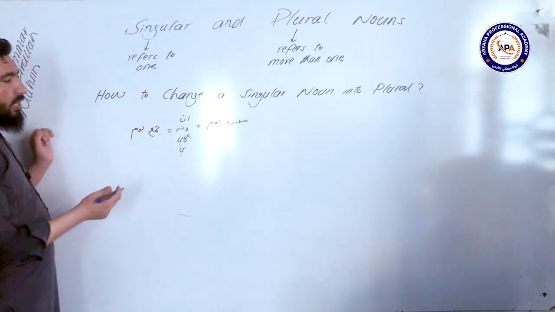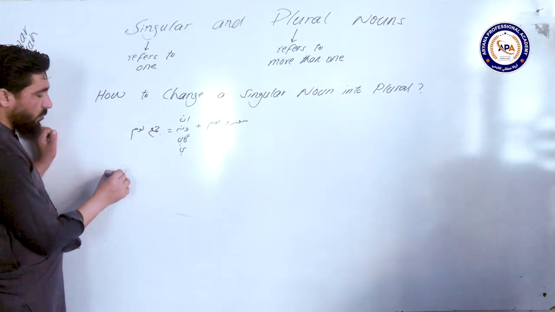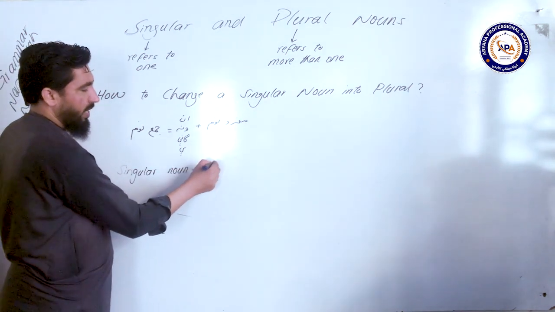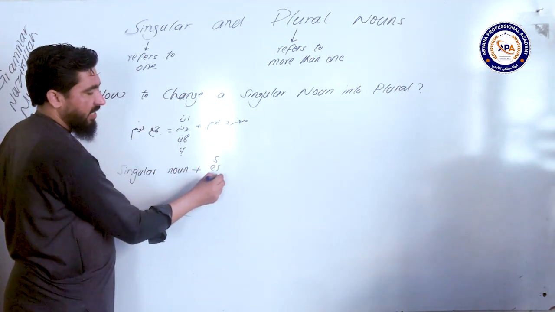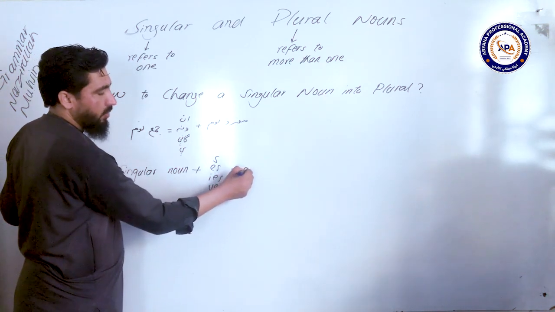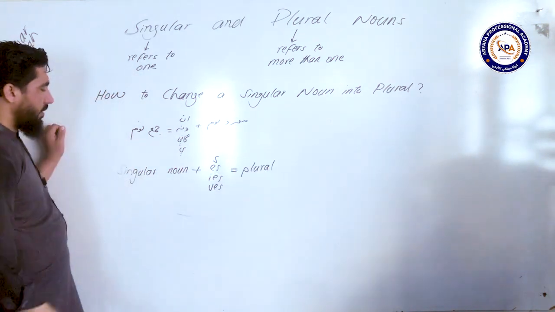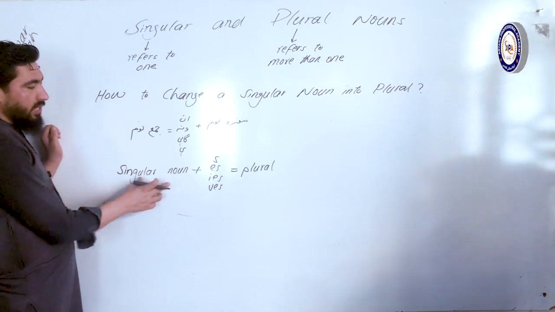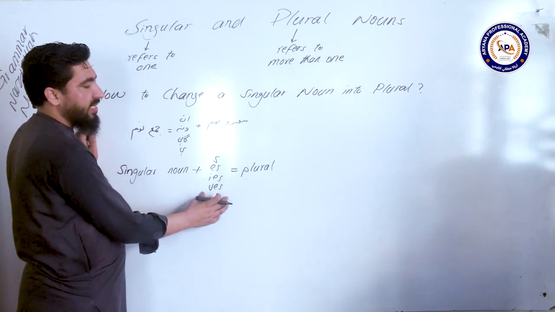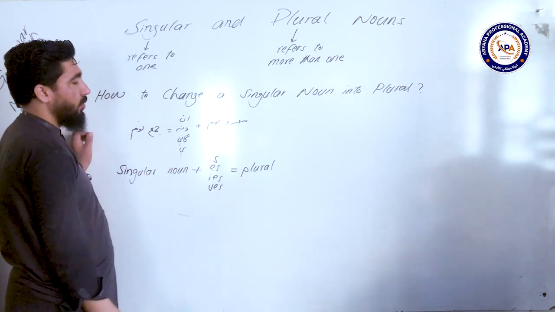We have the same formula in English, and that is with a singular noun we add s, es, ies or ves at the end and it becomes plural.